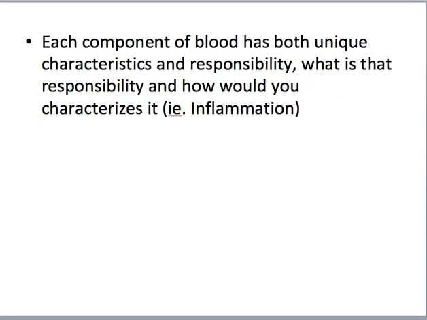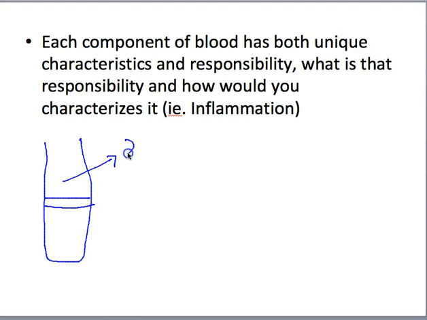The next question. Each component of blood has its own unique characteristics and responsibility. What is that responsibility, and how would you characterize it? Okay? So what I'm actually thinking is, if we look at that 50 mil conical tube, remember I had you remove 50 mils of blood from my body, and we let it sit there by gravity. You have materials that are up here.